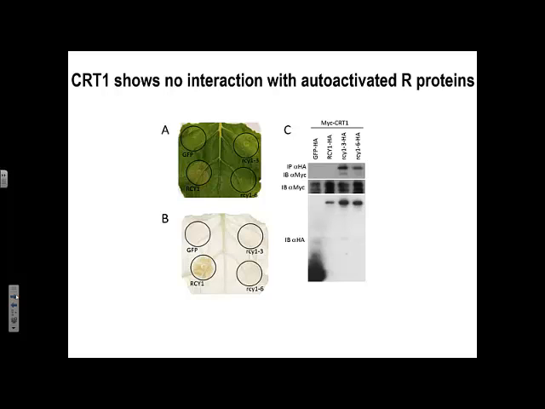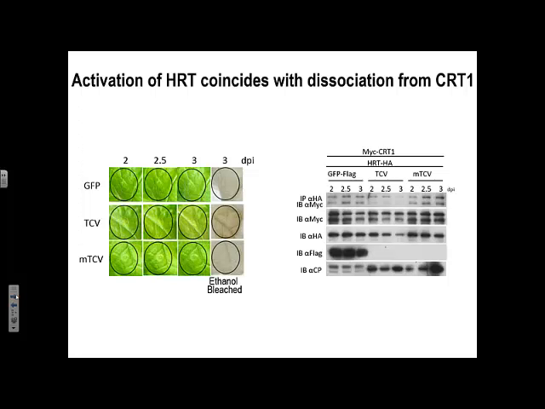So I introduced another scenario. How about if I co-express the R protein together with CRT1, but in this case introduce an effector to activate those resistance proteins? That's what I have done here. I co-expressed CRT1 and HLT1, and then introduced TCV or mutant TCV. The difference between these two is that the mutant TCV is not recognized by HLT, so it's not going to trigger cell death. You can clearly see here we have TCV triggering cell death by activating HLT.